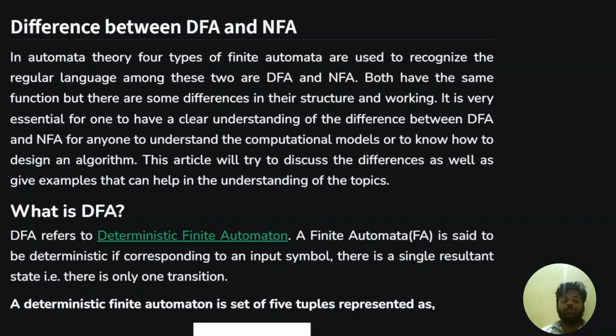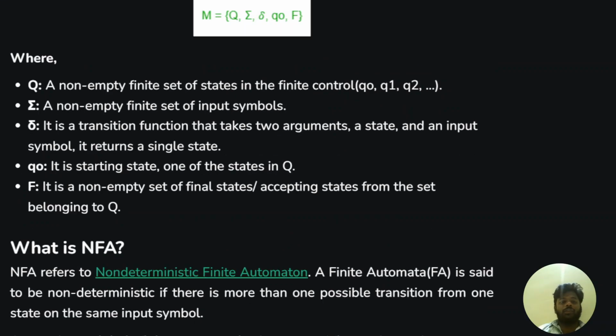A deterministic finite automation is a set of five tuples represented as Q, a non-empty finite set of states in the finite control: Q0, Q1, Q2. Sigma, a non-empty finite set of input symbols. Delta, a transition function that takes two arguments, a state and an input symbol. It returns a single state. Q0, the starting state, which is one of the states in Q. F, a non-empty set of final states, the accepting states, belonging to Q.